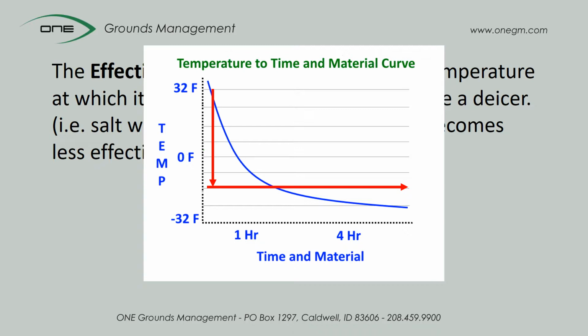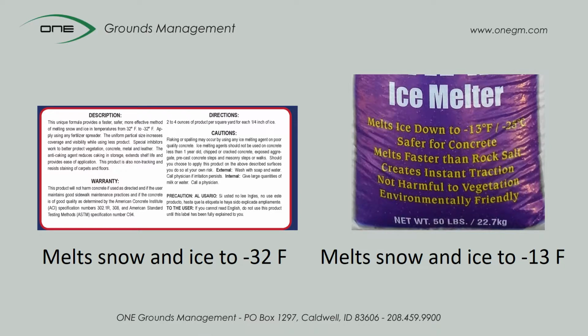So we're going to take a look at a couple of examples of materials to show you a quick way for you to determine the effective temperature for both. This is not the most accurate, but it is a good method for a quick analysis between different materials. Okay, so we have two different materials here. One shows in the description that it works down to, or melts down to negative 32 degrees Fahrenheit. This other material shows that it melts down to negative 13 degrees Fahrenheit.